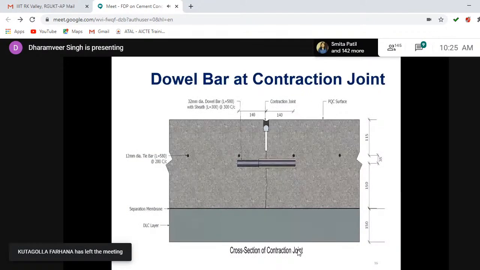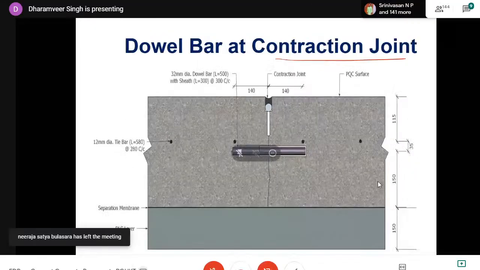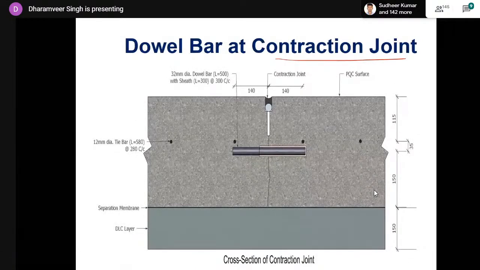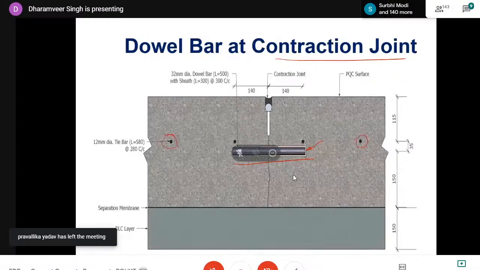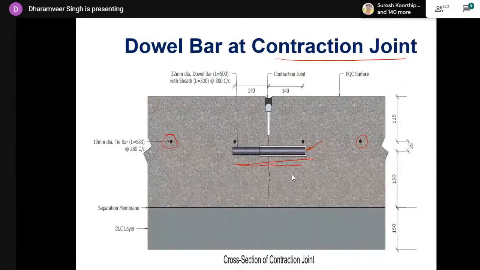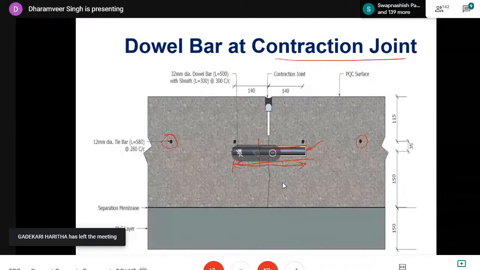Now, I told you that we have different kinds of joints in which we are providing the dowel bars. Let's talk about the dowel bars at contraction joints. Now you pay attention here. I'm not going to discuss all the parameters. I'm going to focus only on the dowel bar here. This is the dowel bar. And you see some kind of cover on top of the dowel bar. But we see cover on one side, we don't see cover on the other side. We see the tie bars also here. There's the length of the dowel bar. And we see this cover is up to a certain length.